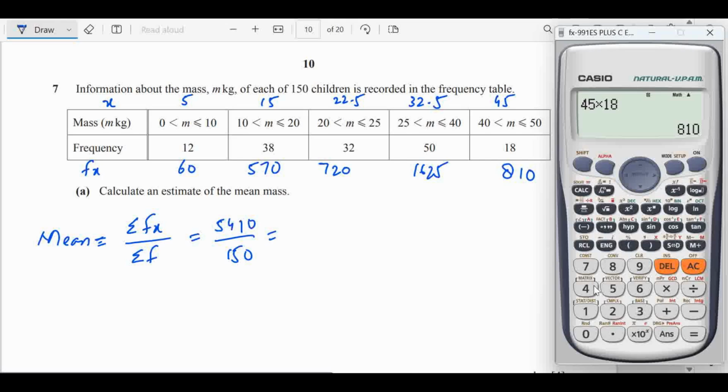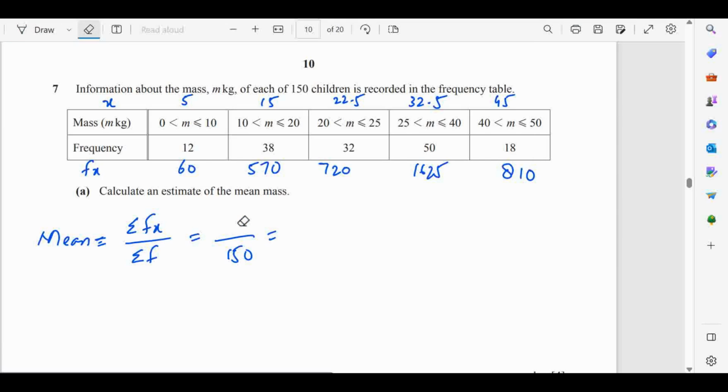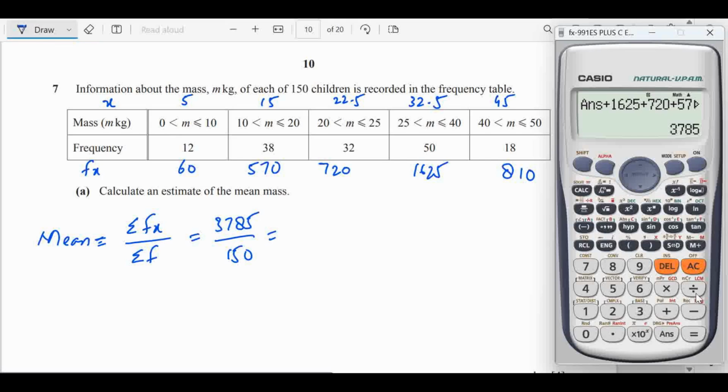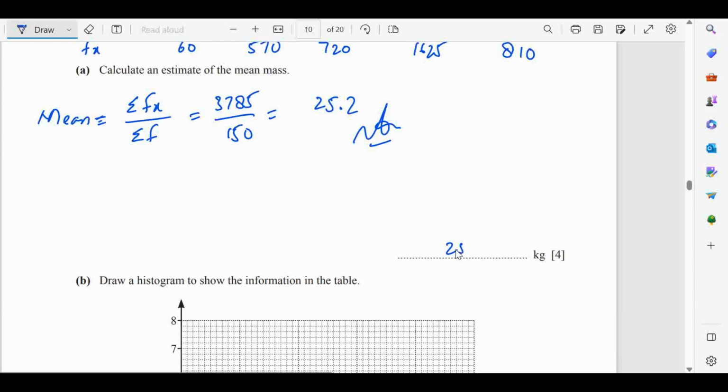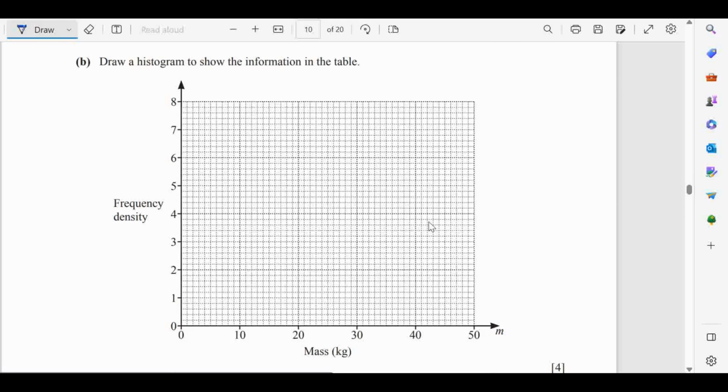Now simply add them: 810 plus 1625 plus 720 plus 570 plus 60, so this will be 3785. 3785 divided by 150 will be equal to 25.2. This will be the final answer, 25.2. Let's move to the next one.